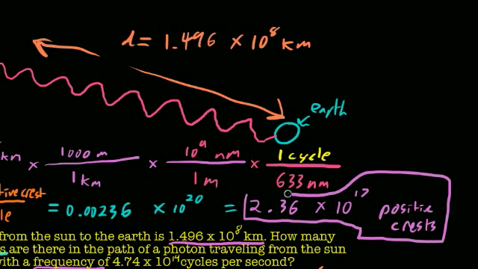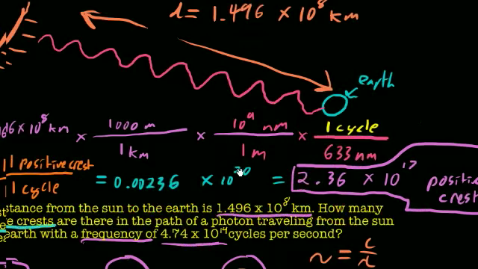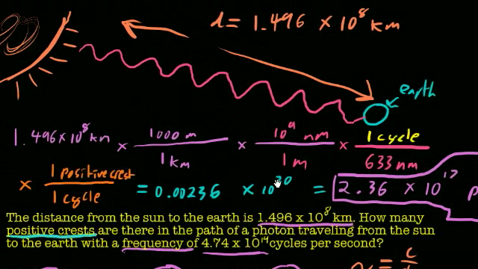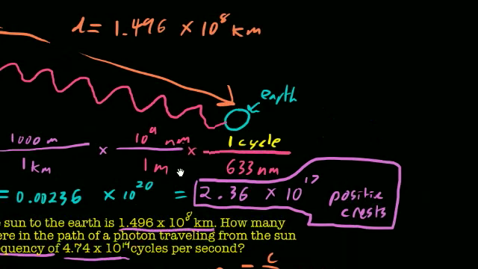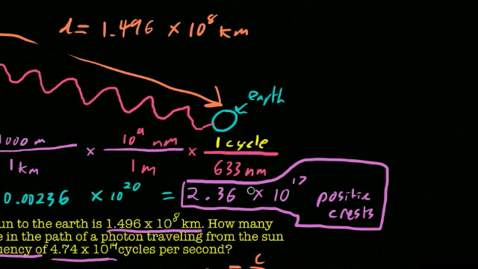So anyway, hopefully I've shown you that if you get a question like this, it isn't really so terrible should you see it on a final exam. It might be a little bit intimidating when you just get this block of text like this and you think, oh, I've got to compute this enormous number, and I'm given this enormous number, the distance between the sun and the earth. I've shown you that it's not too terrible to come up with an answer to a question like this. And we've got 2.36 times 10 to the 17th positive crests in our waveform.